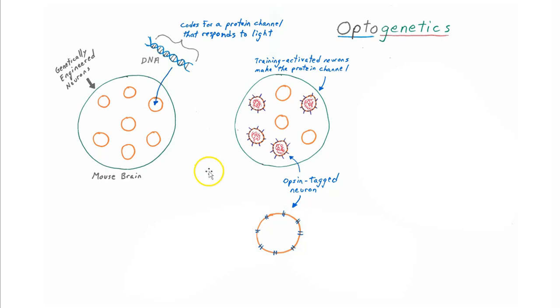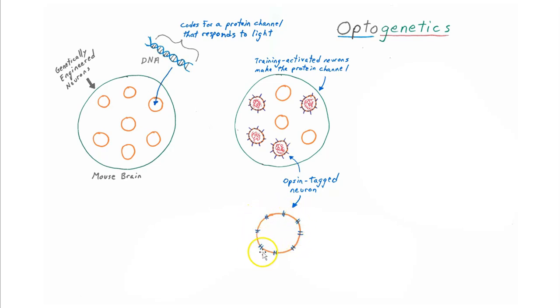So back to our diagram here, we've inserted DNA into these mouse neurons, so they're genetically engineered neurons. And now, when the animal goes ahead and we put it into the training context and it gets a shock, remember some of those neurons are going to be activated by the learning event. Well, it's these neurons that get activated that will begin to express that special protein. So it's only the activated neurons that install these light-activated channels. So the training activated neurons make this special channel, so we could call these the opsin tagged neurons. Opsin is the name of that protein channel.